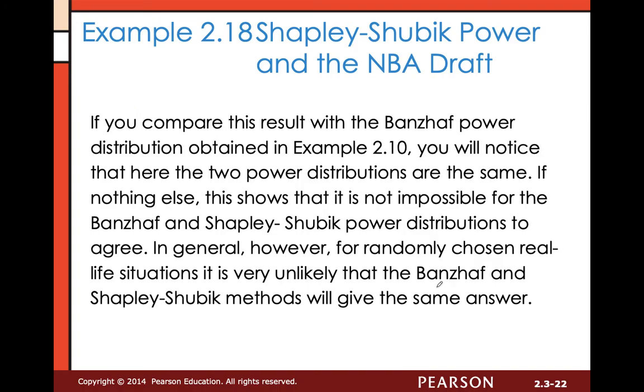If you compare this result with the Banzhaf power distribution that we got from the previous lesson, you're going to notice that the 2 distributions are actually the same. If nothing else, this is going to show that it's possible for Banzhaf and Shapley-Shubik power distributions to agree. In general, however, for randomly chosen real-life situations, it is very unlikely that the Banzhaf and Shapley-Shubik methods will give the same answer. So that's what we've got for Shapley-Shubik.